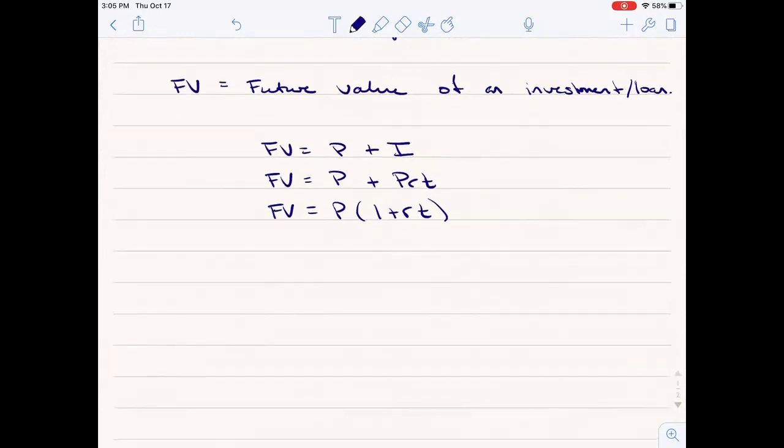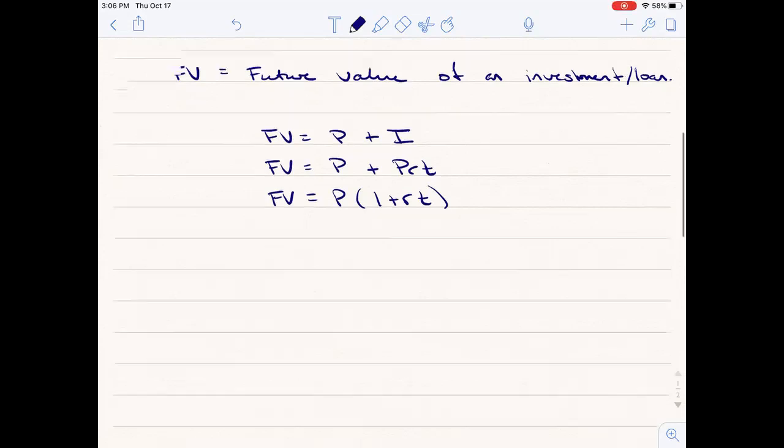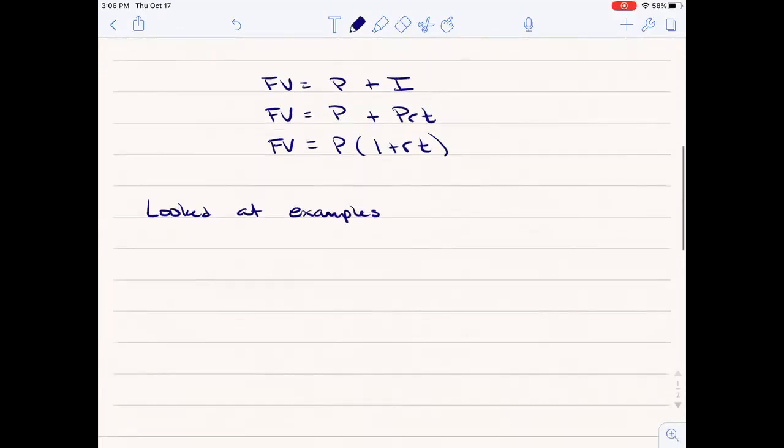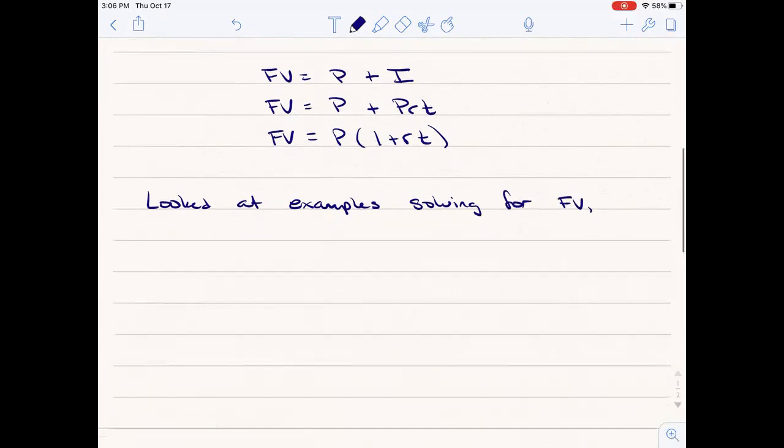We looked at problems where we had to solve for the future value, and I can't quite remember off the top of my head if we solved for one with a present value, but I've got another example up my sleeve. So we looked at examples solving for the future value and P.